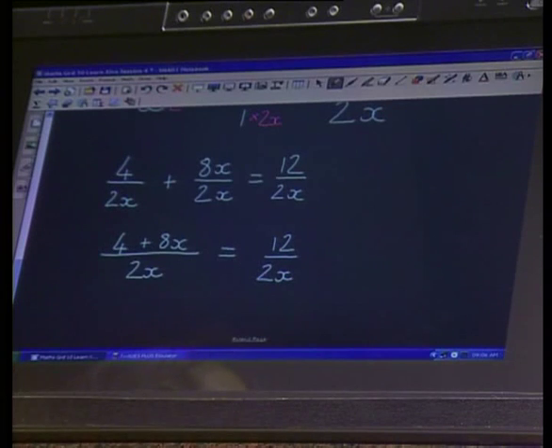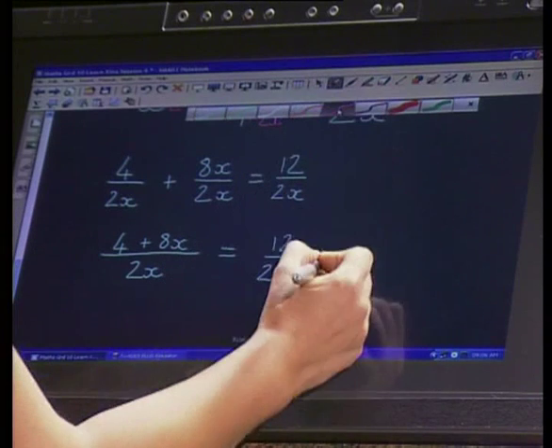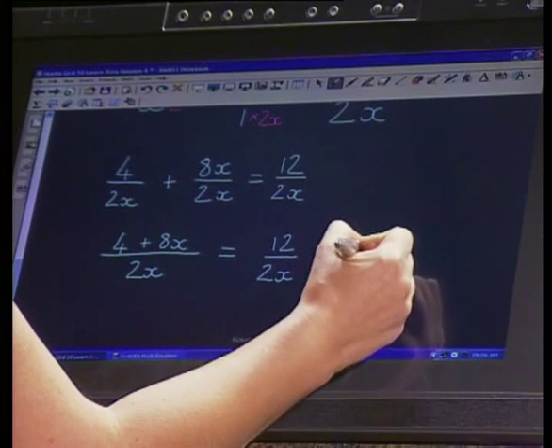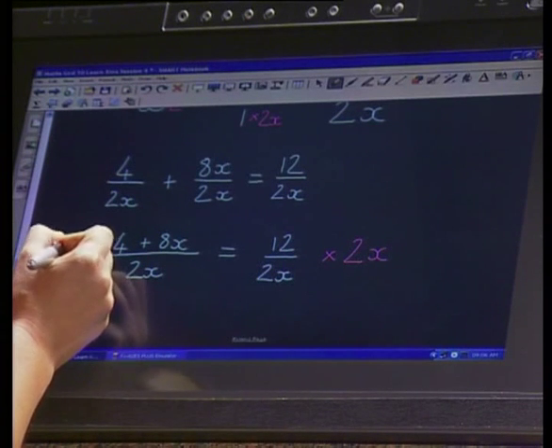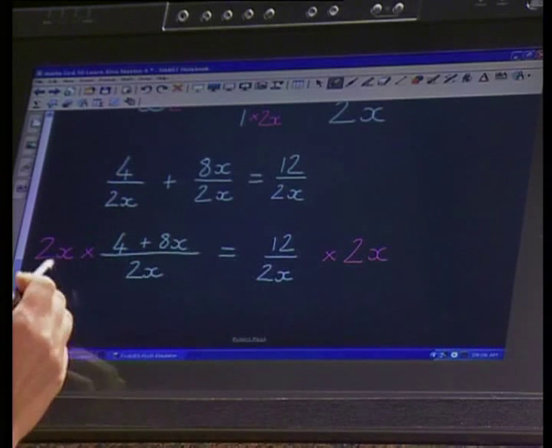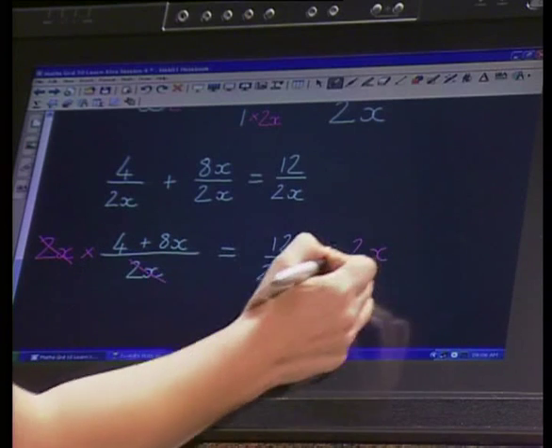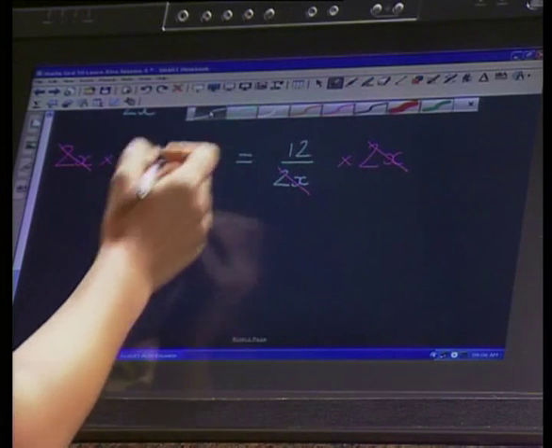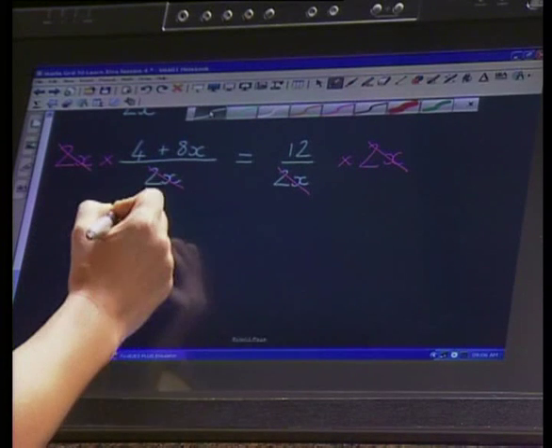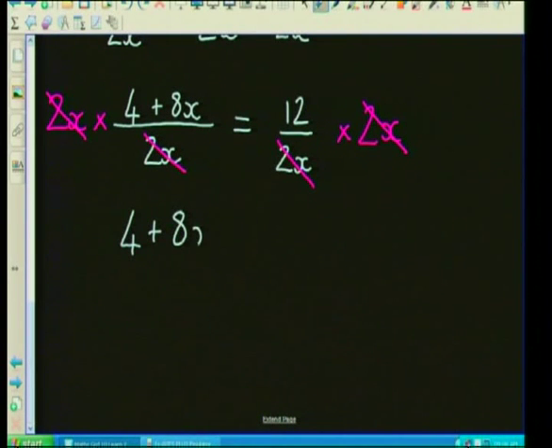Now the mathematical way to get rid of that 2x on both sides is to multiply both sides of the equation by 2x. And you remember earlier on we were talking about what you do to the one side, you have to do to the other side. And this is so that you don't change the value of the equation. Because you are multiplying both sides by 2x, the denominators actually just fall away. So often what you'll find in your calculations is you will go straight from that step onto this step over here, just writing 4 plus 8x is equal to 12.